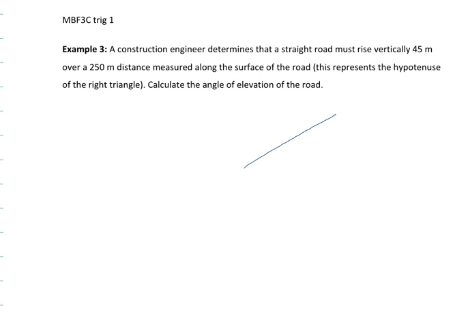So he's saying that there is a road and that road has to have a vertical rise of 45 meters. Vertical means this, right? Now it tells you that the distance of the surface of the road is going to be 250 meters, and that represents the hypotenuse. So if I draw my triangle here, this is basically my road, right? And that road is 250 meters. Does that make sense to you guys? Where's my right angle?